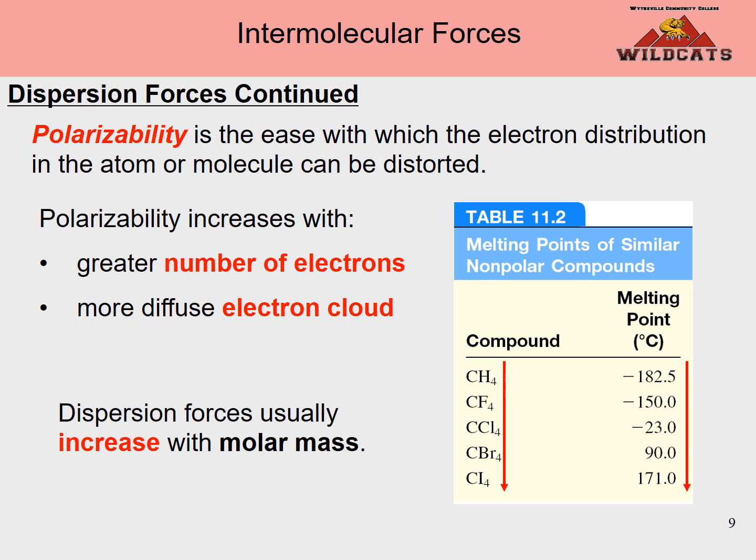And so what determines how well that molecule can be polarized, or that distortion of the cloud, is the greater the number of electrons, the more diffuse the electron cloud, because it's bigger. So the dispersion forces usually increase with molar mass, because we assume more molar mass means more atoms, which means more electrons.